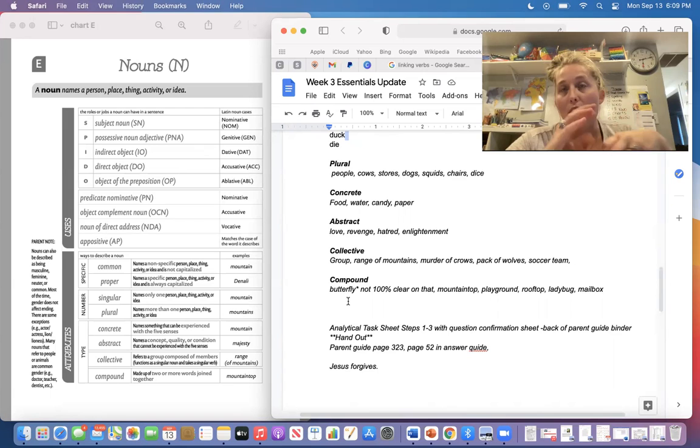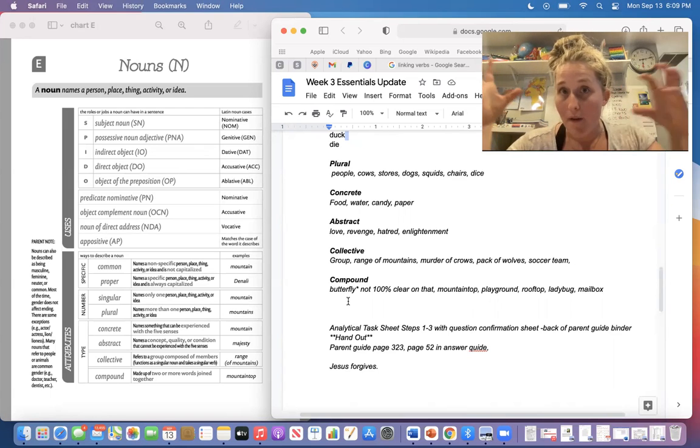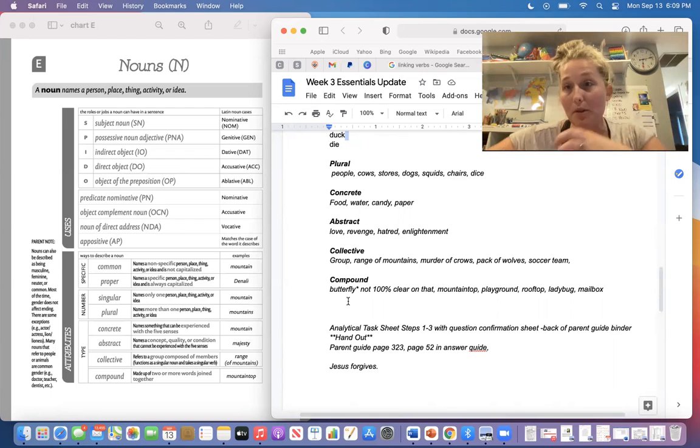And if you were to add to the mountain ranges, so if you went through the entire thing of a mountain range and there were multiple components to that, you could say the mountain ranges were, and add on a plural verb, okay? Then finally, our last type is called compound.